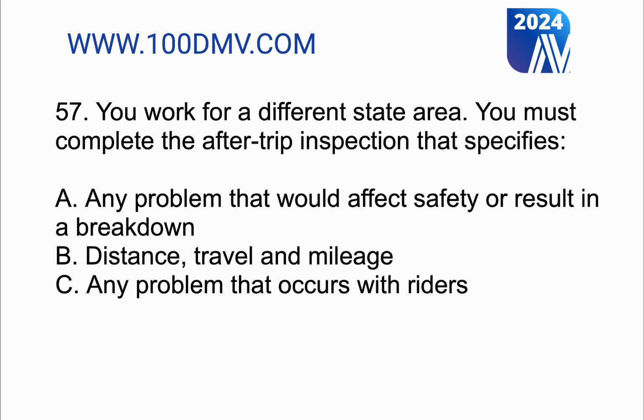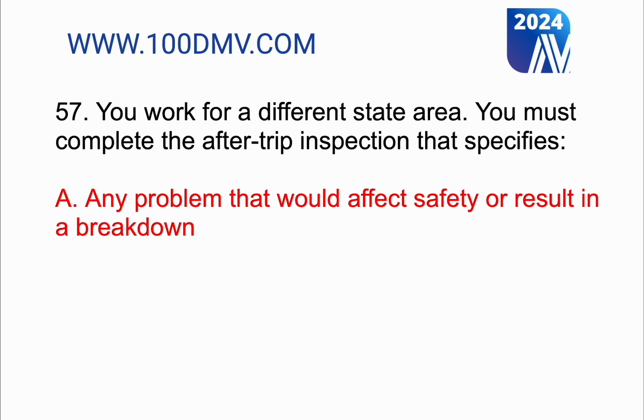57. You work for a different state area. You must complete the after-trip inspection that specifies A. Any problem that would affect safety or result in a breakdown. B. Distance, travel, and mileage. C. Any problem that occurs with riders. The correct answer is A.